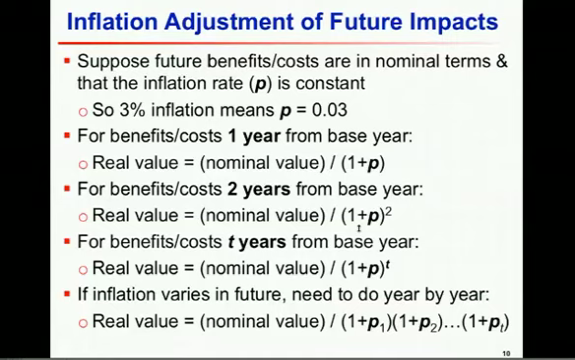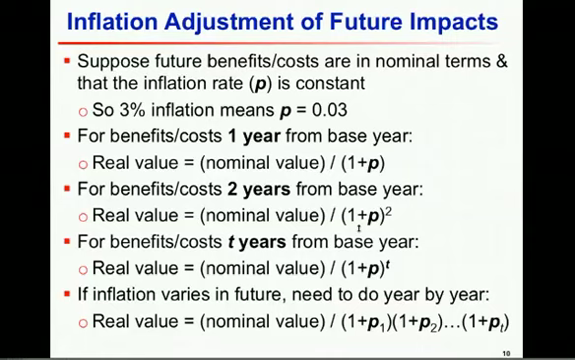If it's 2 years from now, we have to adjust for 2 years of inflation. So the real value equals the nominal value divided by 1 plus P, squared. And of course, for benefits or costs that are T years out, the real value equals the nominal value divided by 1 plus P to the power of T, where T is the number of years from the base year.